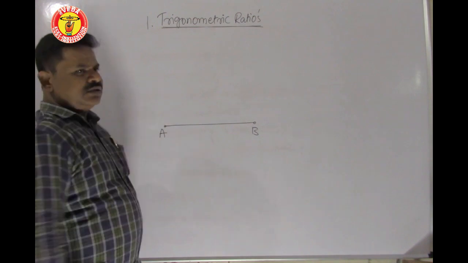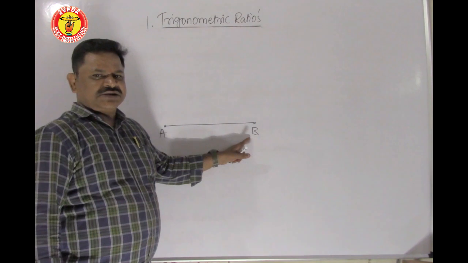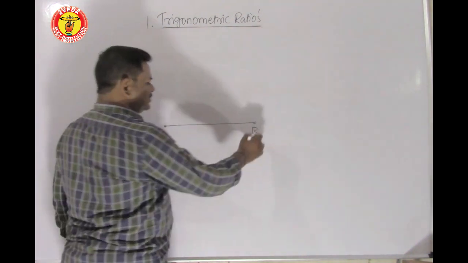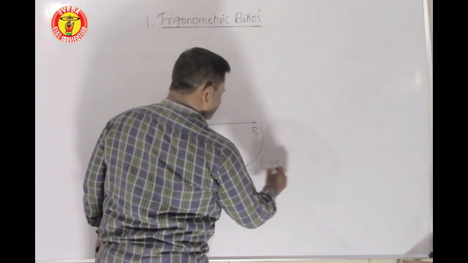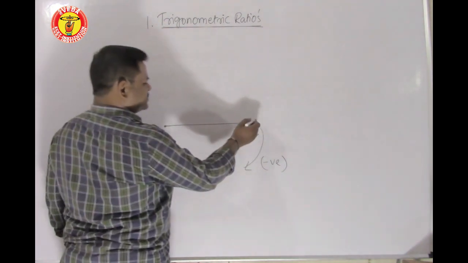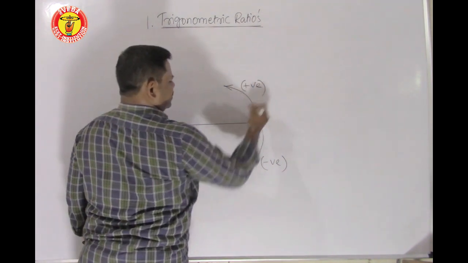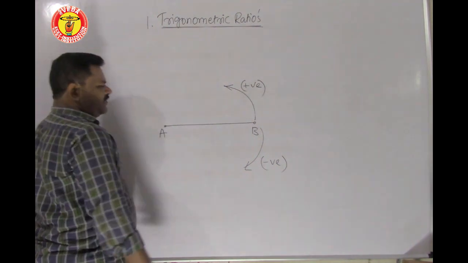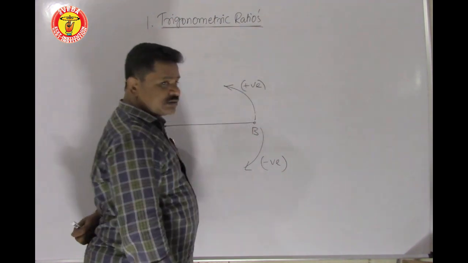As we all know, when a line is rotated in a clockwise direction, what type of angles do we get? We get negative angles. If the same line is rotated in an anti-clockwise direction, clockwise meaning this side and anti-clockwise meaning this side, then we get positive angles.